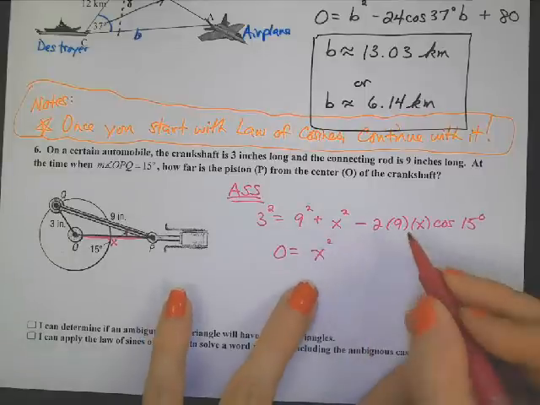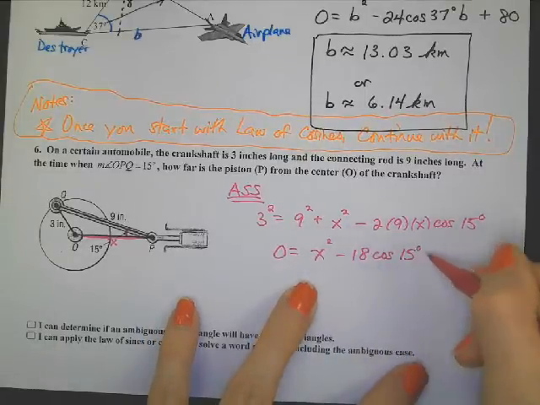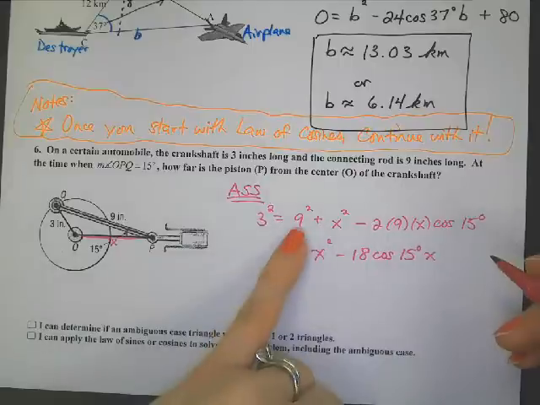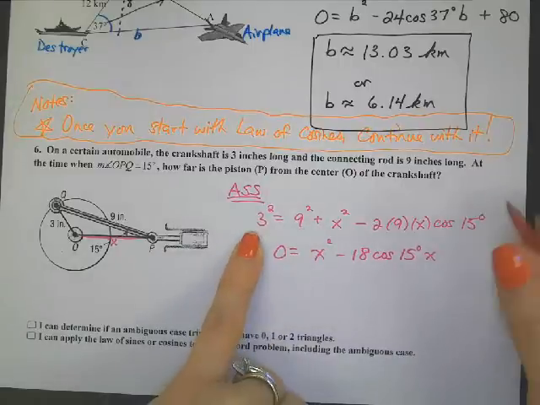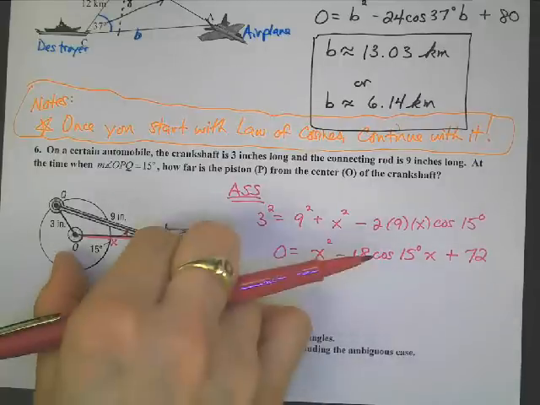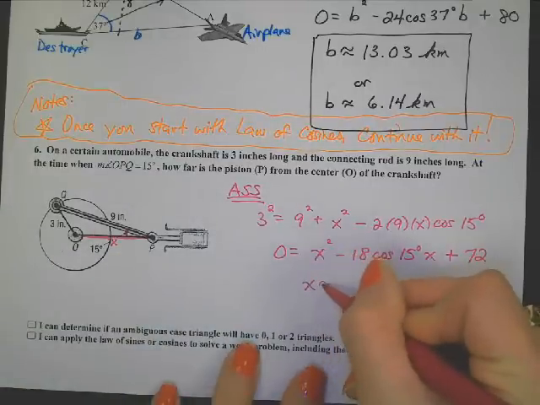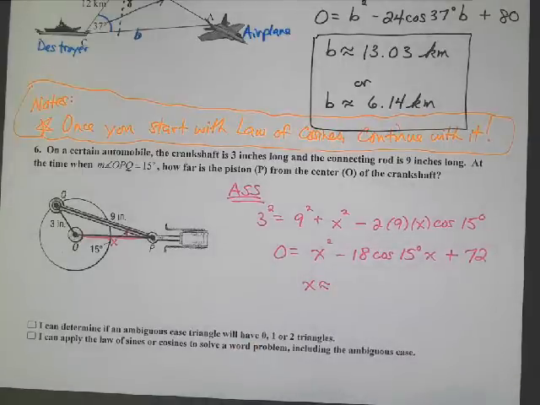X squared, 2 times 9 is negative 18, the cosine of 15 degrees x. And what's 81 minus 9? 72. Okay, please determine that distance right there. Or are you not getting any answers? It's either 1, 2, or 0.